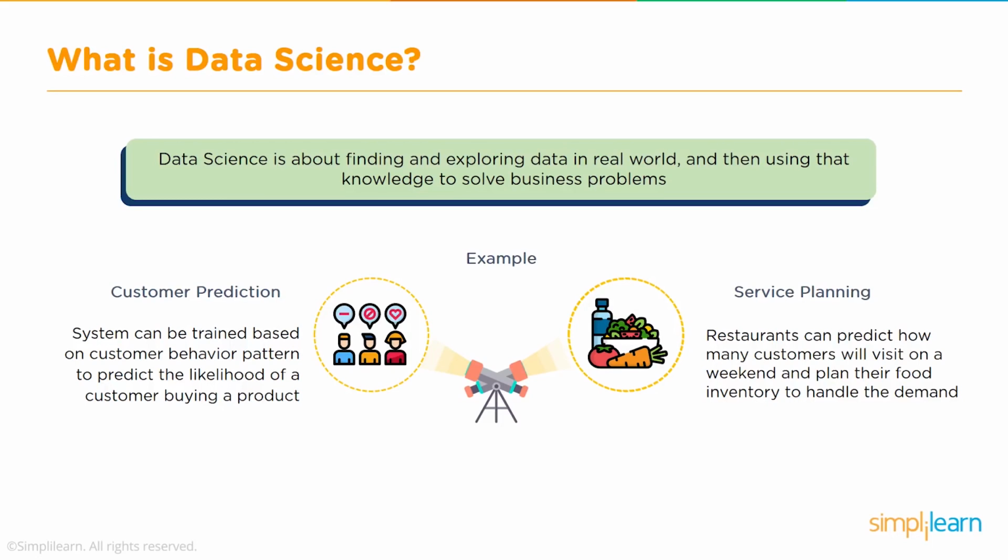Similarly, service planning. For example, you're running a restaurant and you want to know how many customers will be visiting your restaurant on a given day. Based on your historical data, you can build a model to predict that as well, so that there is no wastage of food and so on. So these are very quick and easy examples of how data science can be used in business.